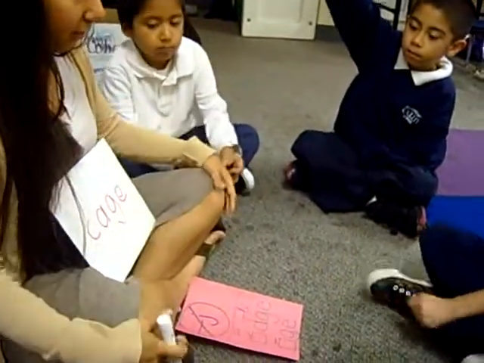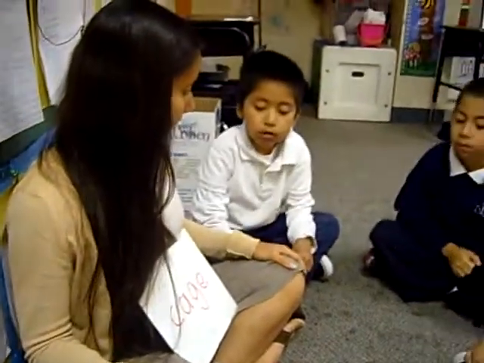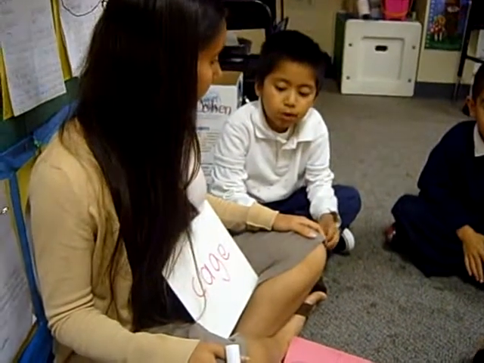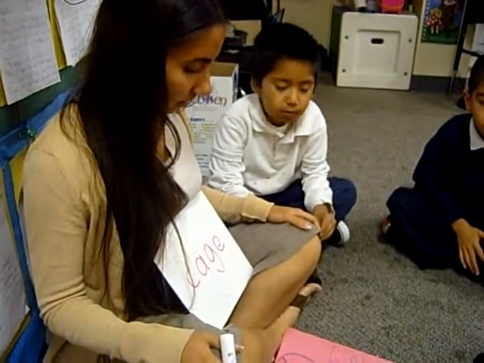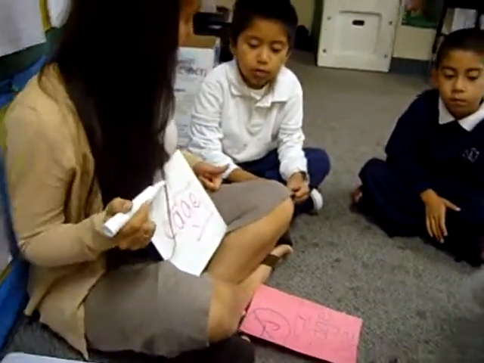All right. Raise your hand if you know whether this is a long vowel or a short vowel. Jorge? Long. How do you know it's a long vowel? Good. It's a GE, which means it's a long vowel. Excellent. So how would you say this word? Cage.